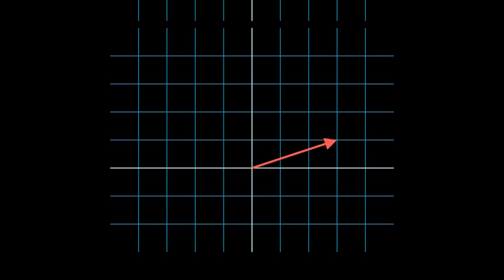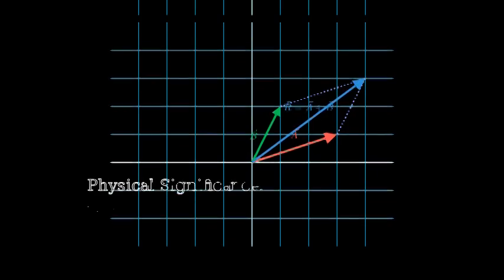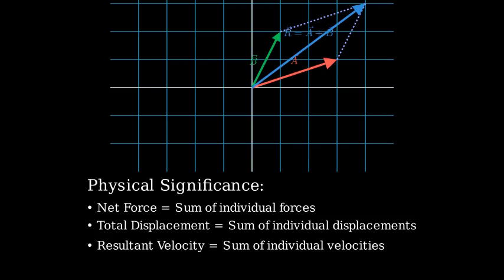We can also use the parallelogram method for vector addition. We draw a parallelogram with the two vectors as adjacent sides. The diagonal of this parallelogram is the resultant vector. Physically, vector addition is used to find net forces, total displacement, or resultant velocity when multiple vectors act simultaneously.